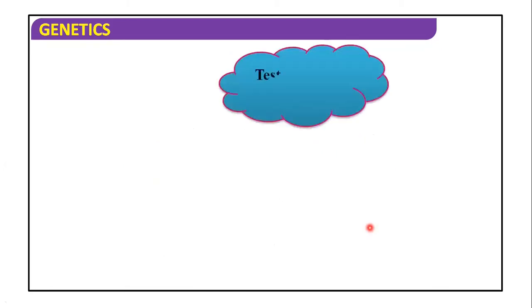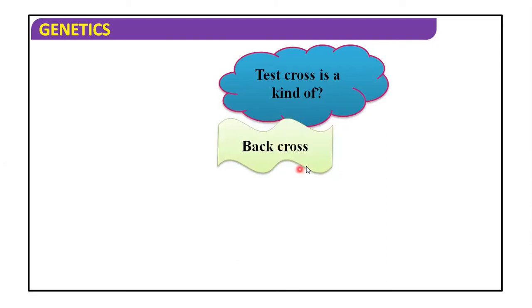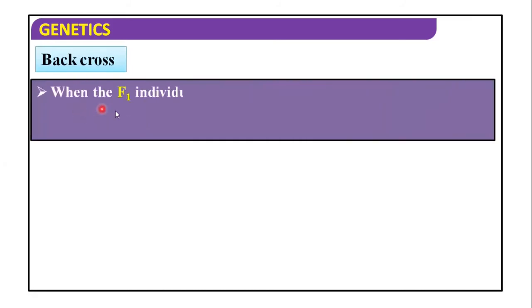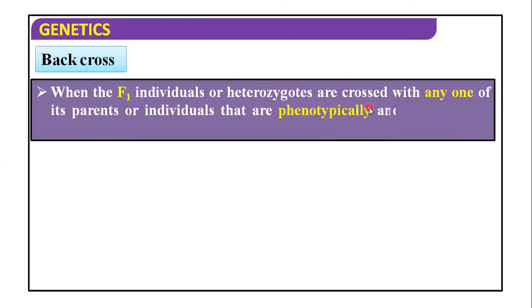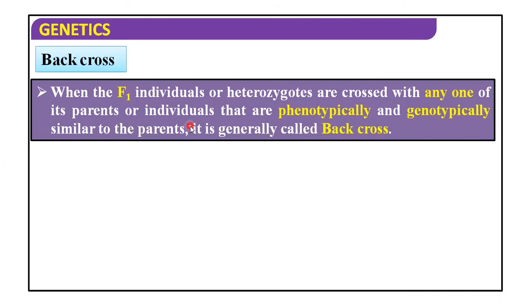Now, we will see test cross is a kind of what? So, again, it is a kind of back cross. Now, see, back cross. So what is this backcross? Where the F1 individual or heterozygote is crossed with any one of its parents or individuals that are phenotypically and genotypically similar to the parents. It is generally called back cross.